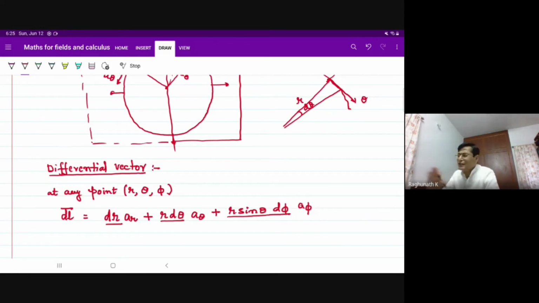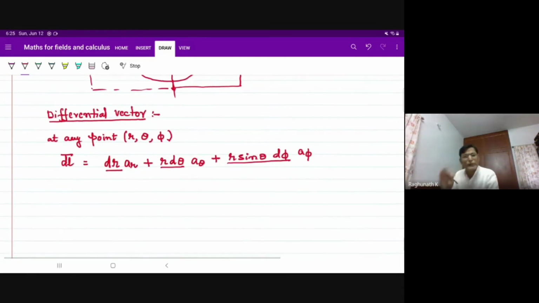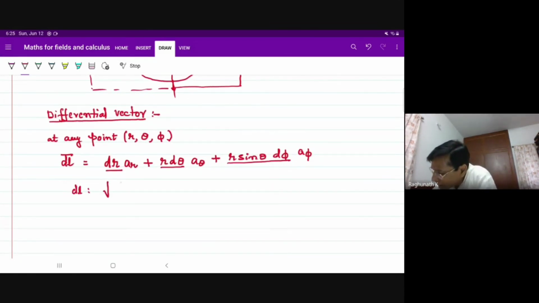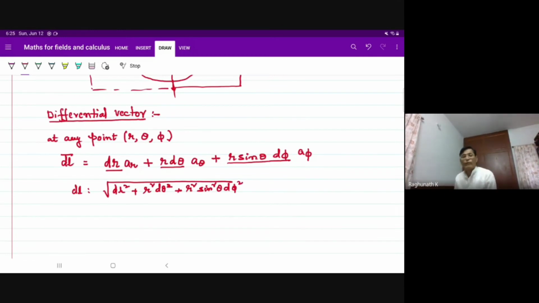What is the differential length? I'm not worried about it. Normally we will not use it anywhere. But differential length dl is equal to what? At any point, it is dr squared plus r squared d theta squared plus r squared sin squared theta d phi squared. At any r, theta, phi. This is the differential length dl.